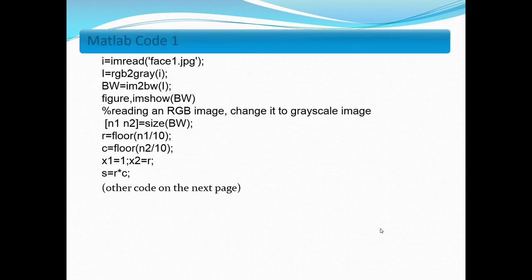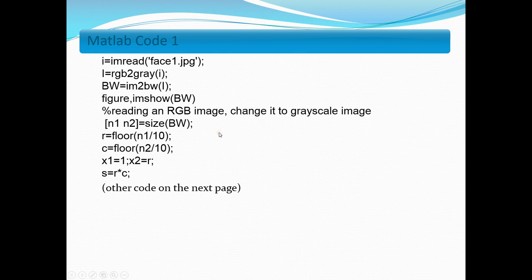Here is MATLAB code 1. As mentioned above, this MATLAB code is just a simple way to detect the face in an image. And there are three major steps. The first step is to read an RGB image. In this step, an RGB image will be read, and then changed to a grayscale image. Finally, the image is converted using a threshold. And this part is the first step.